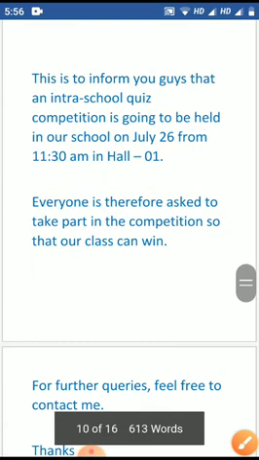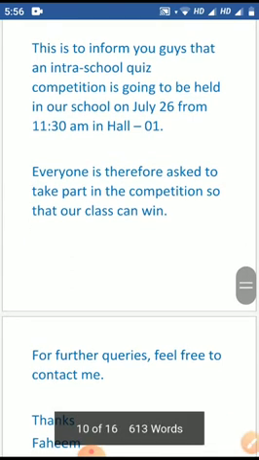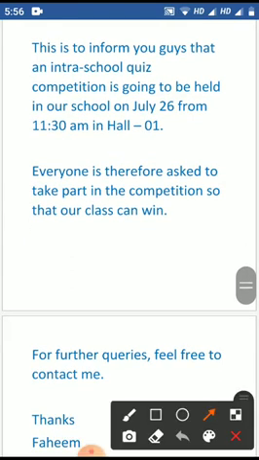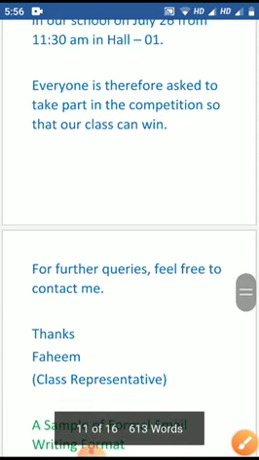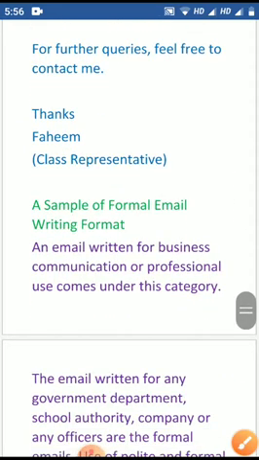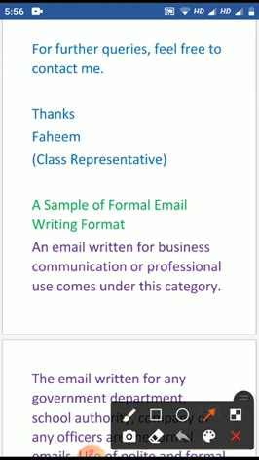Then we have the main body. This is to inform you guys that an intra-school quiz competition is going to be held in our school on July 26 from 11:30 a.m. in Hall 1. Everyone is therefore asked to take part in the competition so that our class can win. For further queries, feel free to contact me. Then we leave the space. Here we leave the space. Then closing, thanks. Sender's name, Fahim, class representative.